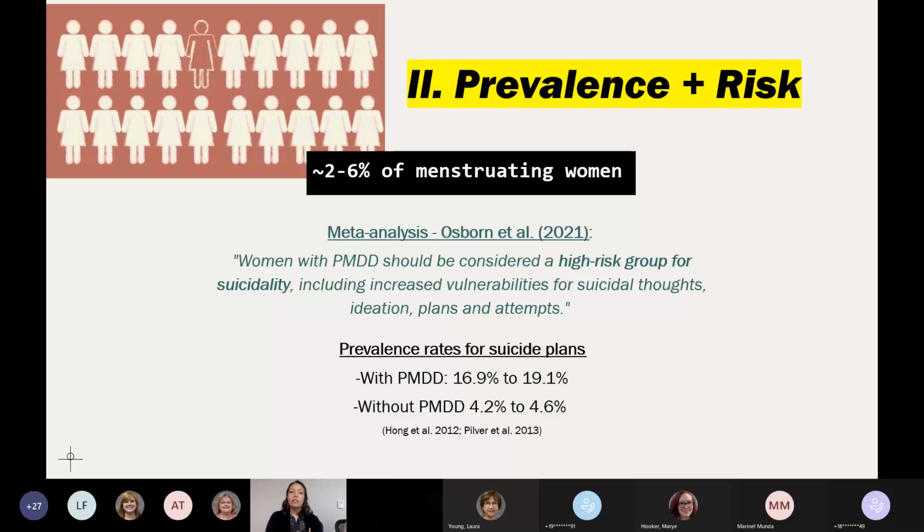I looked at a meta-analysis on studies concerning risk in this clinical group. So looking at studies of suicidal ideation, suicide plans, and death by suicide, the conclusion of this meta-analysis is that women with PMDD should be considered a high-risk group for suicidality. One of the statistics that I pulled from that: in terms of lifetime creation of a suicide plan, in the general population of women without PMDD, it's about 4%. Women will create at least one plan for suicide throughout the course of their lives. With PMDD, it's 4 to 5 times that rate. So we're looking at a diagnosis that places someone in this high-risk category, and that should be considered on the provider end as well.